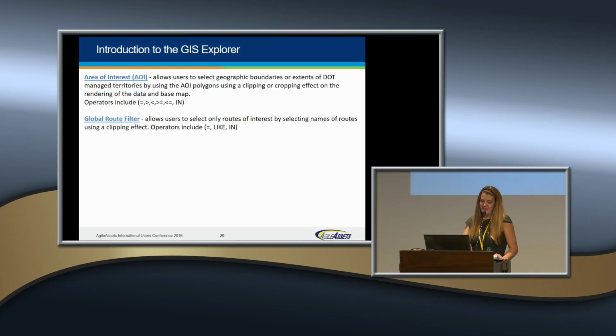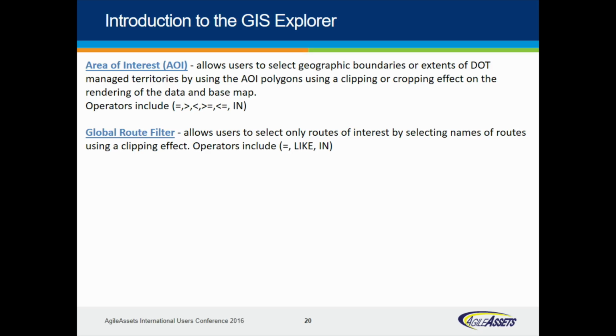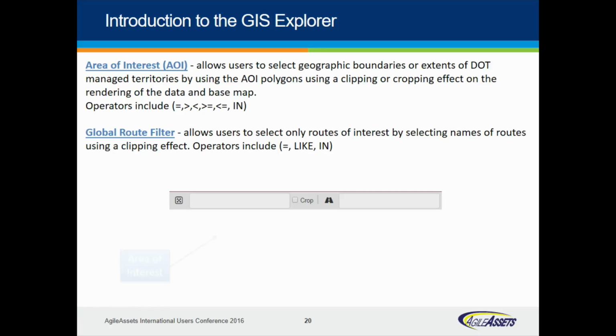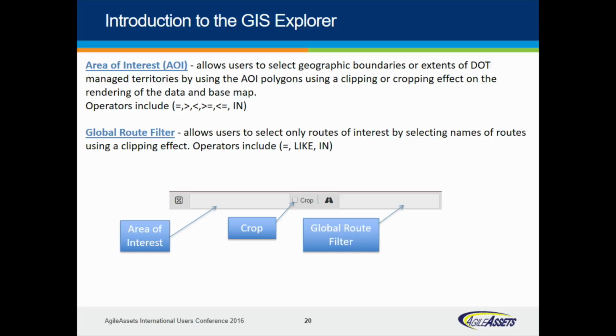Now getting into the area of interest, this allows users to select geographic boundaries or extents of DOT managed territories by using the AOI polygons, using a clipping or a cropping or masking effect to render the data of the base map. We also have a global route filter. This allows users to select only routes of interest by selecting names of routes using a clipping effect. And here you can find it at the top right of your map. This is the area of interest. This is the crop button. And this is where your global route filter is.